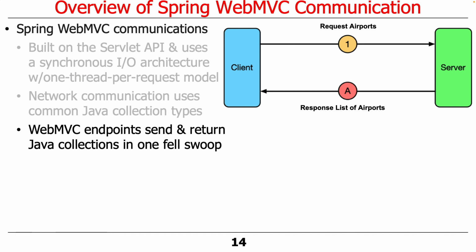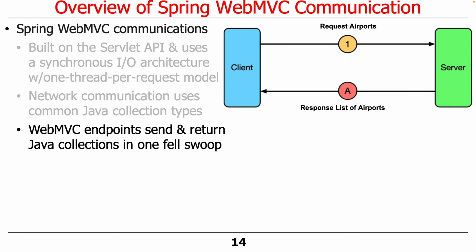The WebMVC endpoints, when you send collections, send and return them in one fell swoop. So what does that mean? That means that if you go out and say, give me all the lists of airports or the list of departure dates or whatnot, then the response does not come back to the client until the entire list has been assembled in server memory, and then it's sent back in one fell swoop as one big bulk chunk.